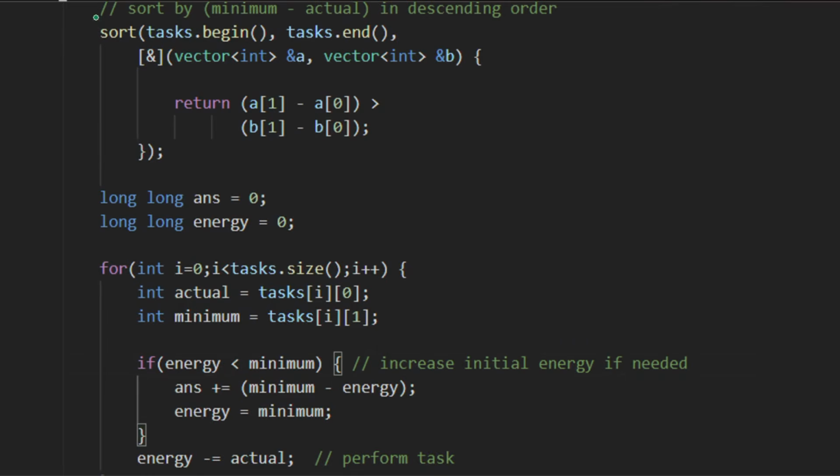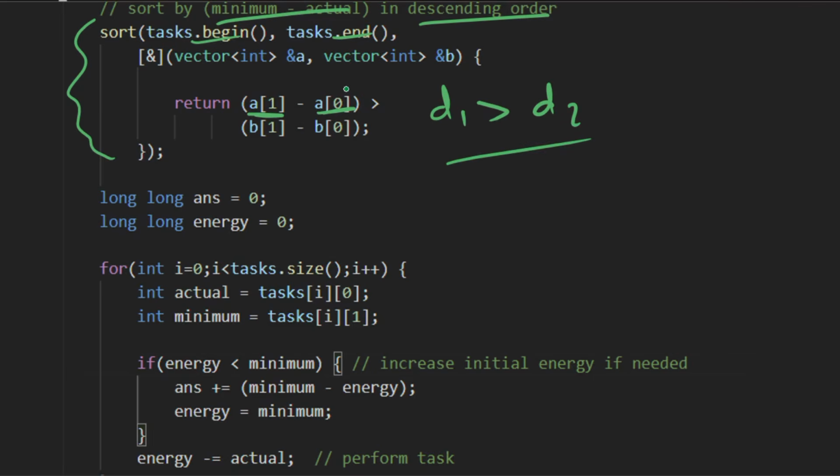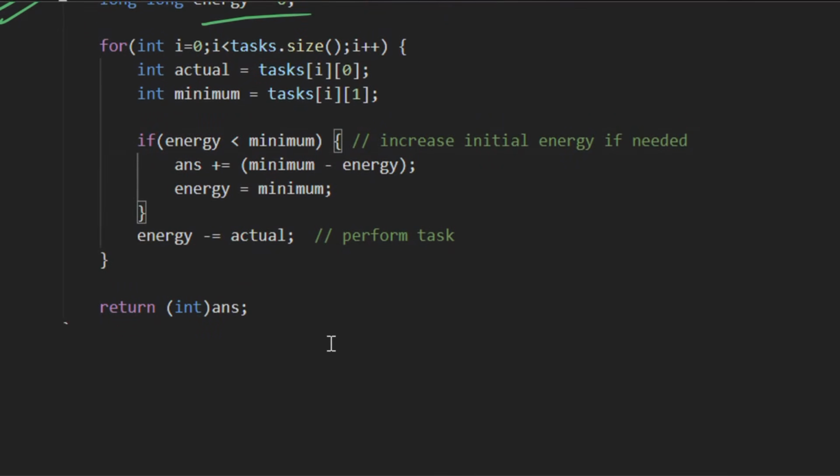So first of all we sort all the tasks on the basis of the difference minimum minus actual, in descending order, right? That's why we have d1 greater than d2, right? So once we get the sorted tasks, now our goal is to find the energy. So we have taken answer equal to 0 and energy equal to 0, and then we execute each task one by one. So we have taken the actual energy and minimum energy of the task.